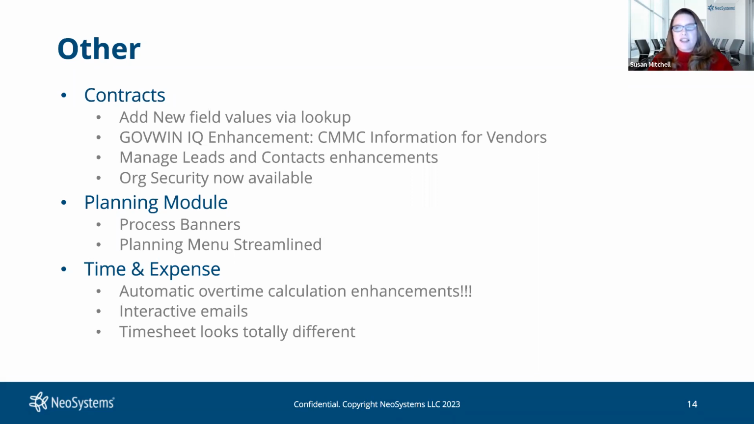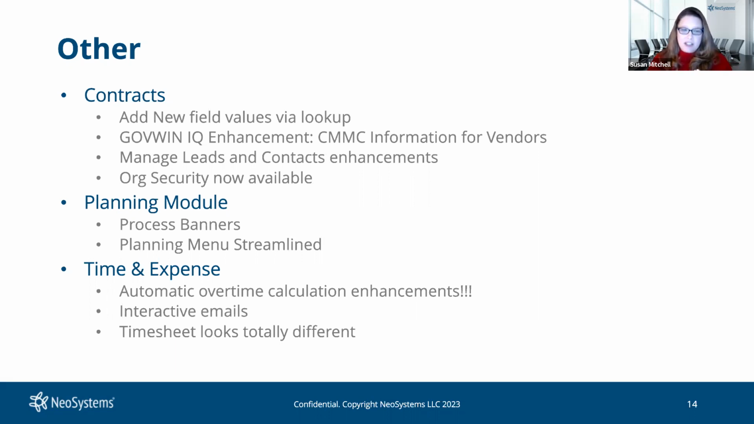And then Gov1IQ enhancements. You'll see that they've put in many things to help with your CMMC work. You can keep up with the information for your vendors on that, and there are a lot of nice things in the contracts area that allow you to track various things on your future vendors. Manage leads and contacts enhancements. There are a lot of things in 8.2 to help with that. And then org security is now available in the contracts area. It had not previously been there, so now it is in 8.2, and you can keep people segregated.